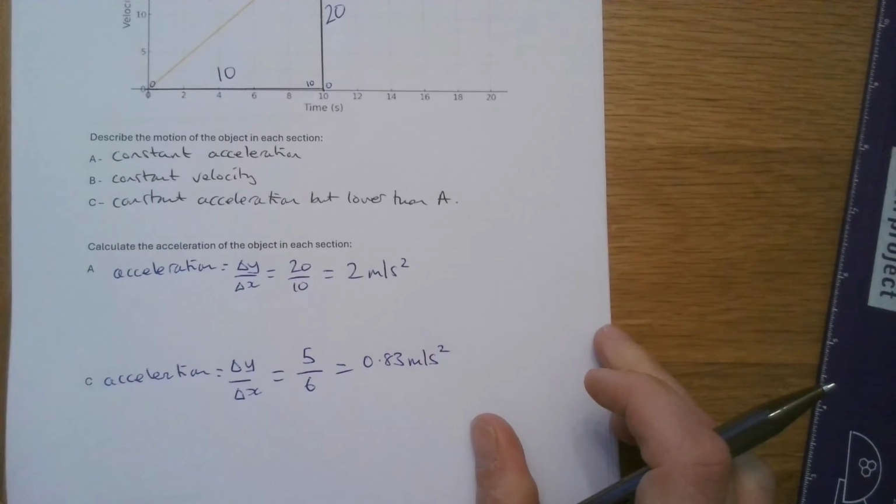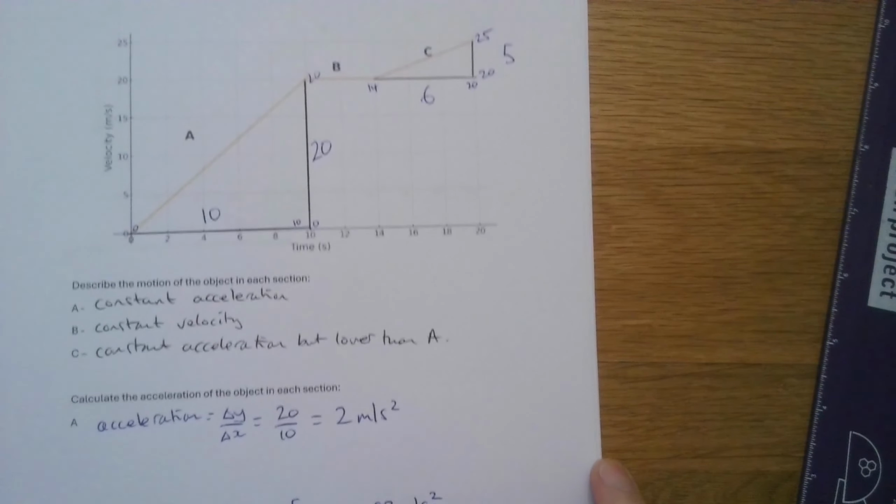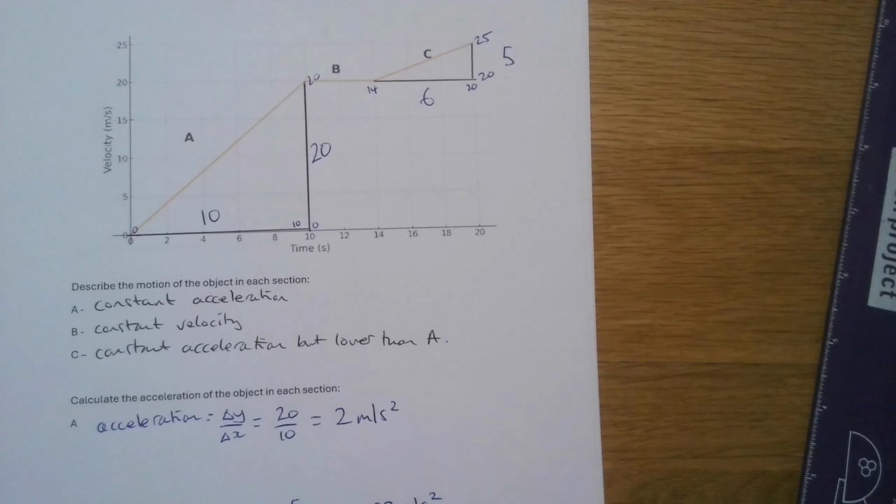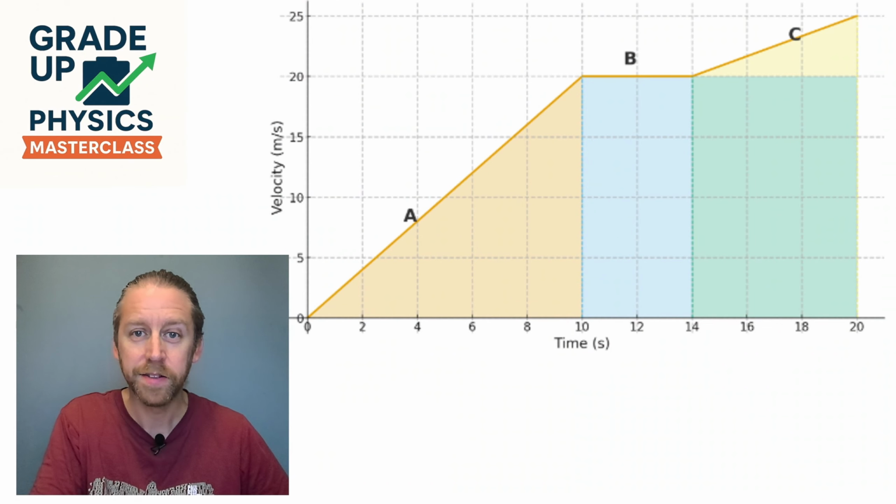Lovely. So we're now going to move back and have a look at how we can use these graphs to work out distance travelled. Working out distance travelled by an object with a velocity time graph is nice and easy, because what we're going to do is look at working out the area between the line and the x-axis.